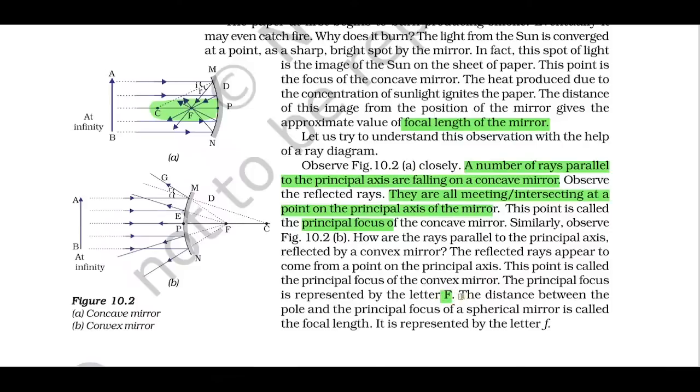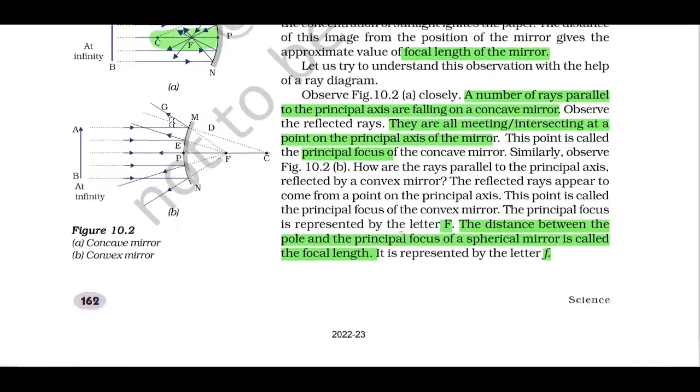The distance between the pole and the principal focus of a spherical mirror is called the focal length. It is represented by the letter f.